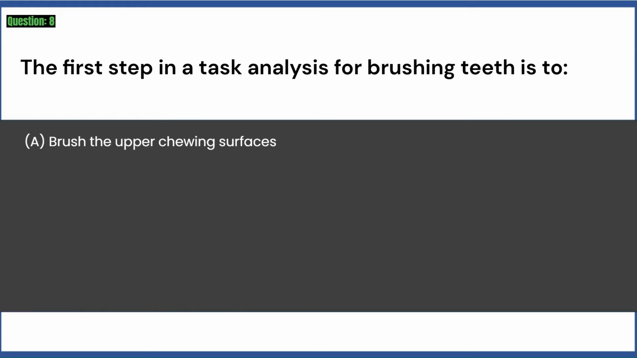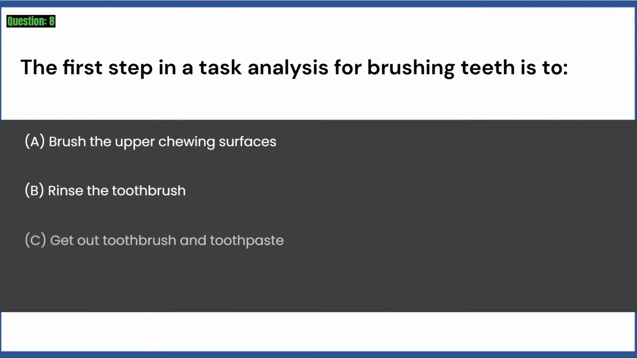The first step in a task analysis for brushing teeth is to A. Brush the upper chewing surfaces. B. Rinse the toothbrush. C. Get out toothbrush and toothpaste. D. Brush the tongue. Answer: C. Get out toothbrush and toothpaste.